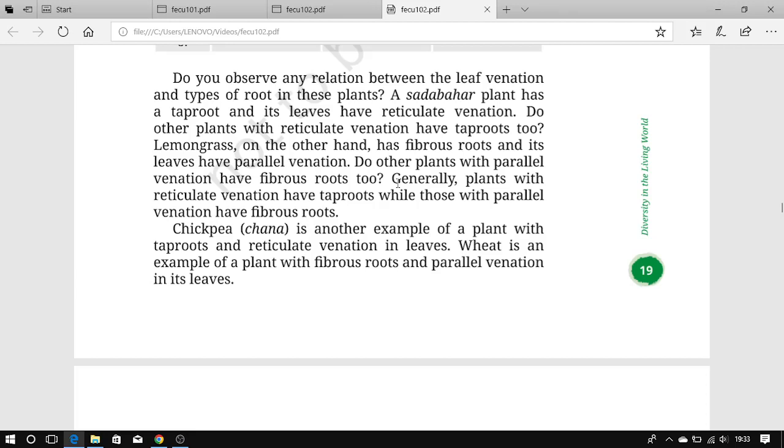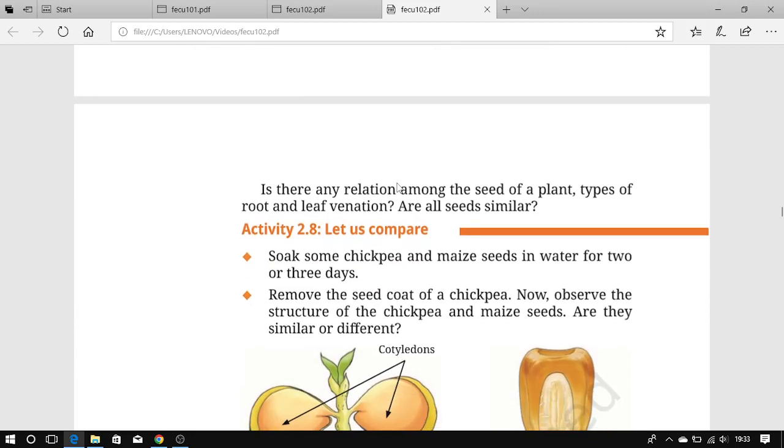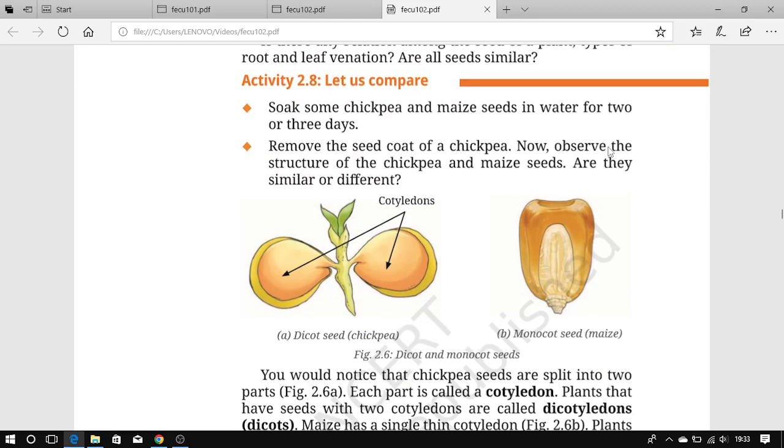And you see the differences in your field and in your nearby plants and nursery, so you will find out whether there is any relation between the seeds of a plant, its type of root and leaf venation. Are all seeds similar? So we will talk about it and compare using activity 2.8. Soak some chickpea and maize seeds in water for 2 or 3 days, and then remove the seed coat of a chickpea. Now observe the structure of the chickpea and maize seed.